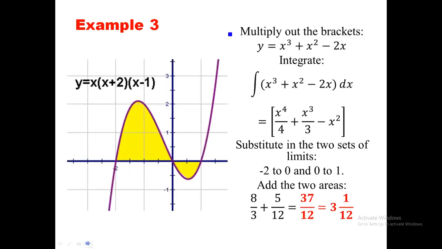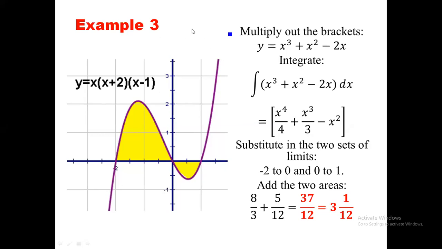Okay, example 3. Here we go. You have y equal to x, excuse class. So this is our curve, y equal to x times x plus 2 times x minus 1. I have a question again. Why do you think it's written like this? Like it's factored already?